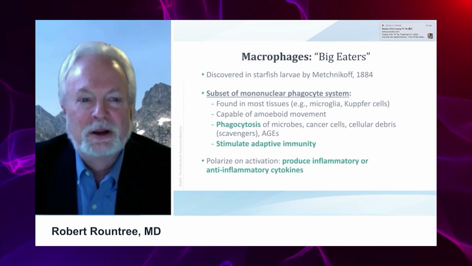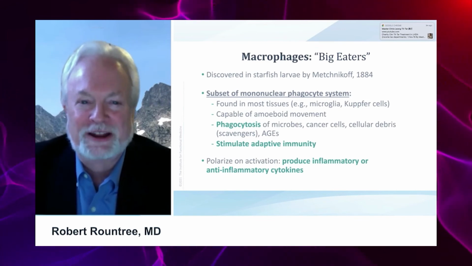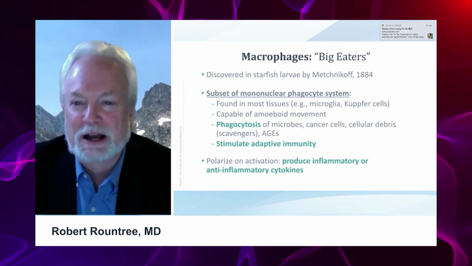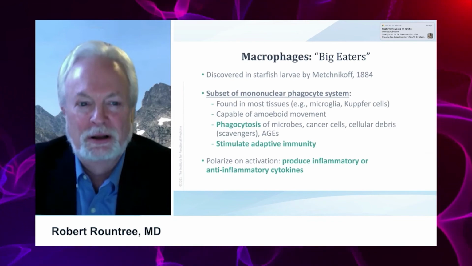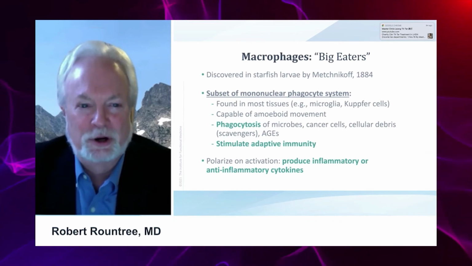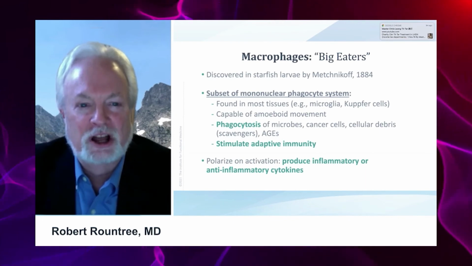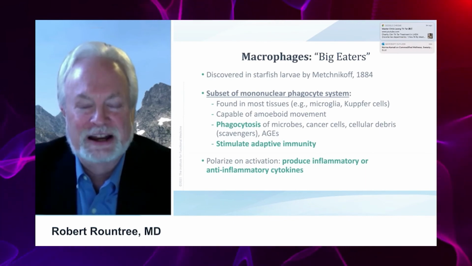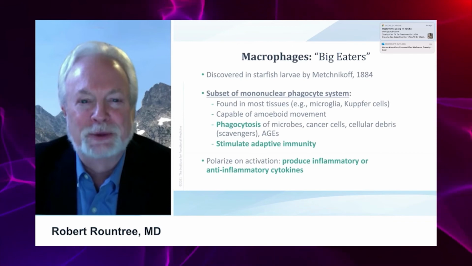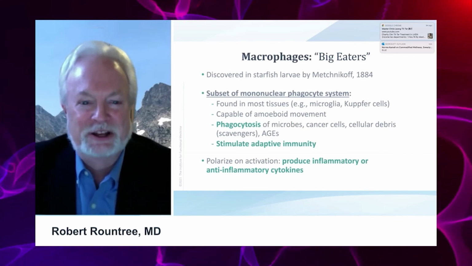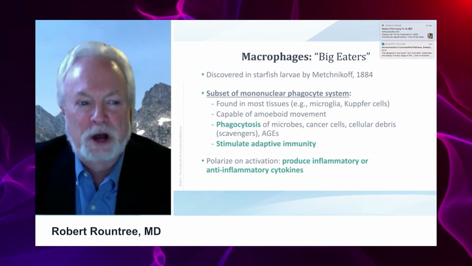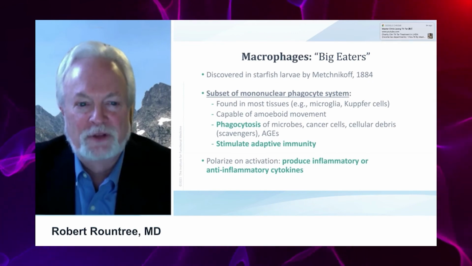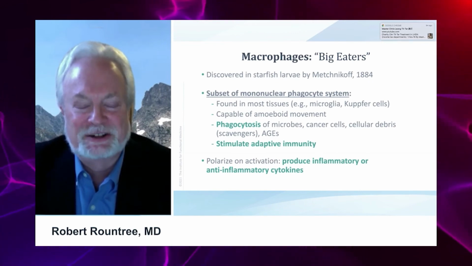Macrophages were first discovered, they're really the first immune cells to be discovered. They were discovered by studying starfish larvae under a microscope by Dr. Metchnikoff in 1884. The famous experiments he did where he stuck a thorn in the starfish larvae and he saw that thorn surrounded by cells. Well, those cells were macrophages. Now, these macrophages are now known to be a subset of the whole mononuclear phagocyte system.